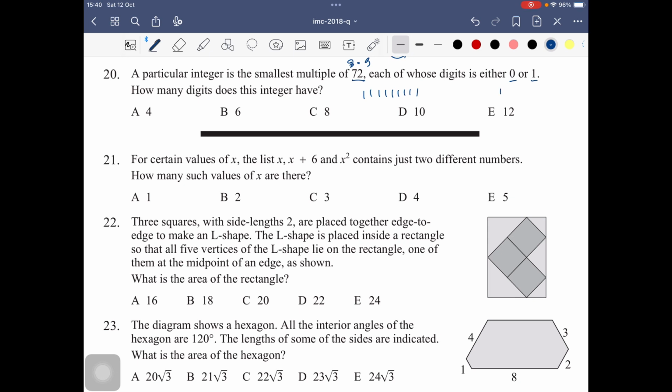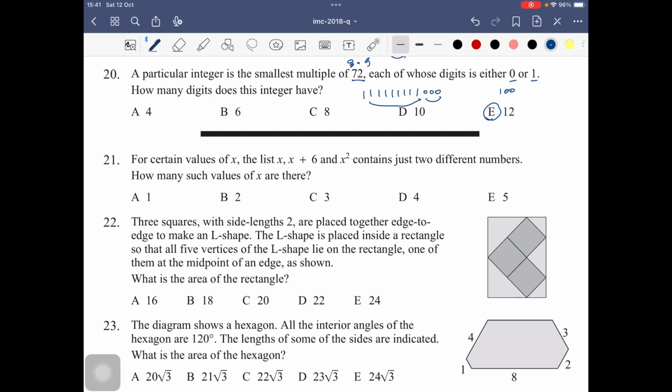So 100 is not a multiple of 8, right? So we need to make the last 3 digits 3 zeros. So this has nine 1 digits and three 0 digits. So altogether 12.